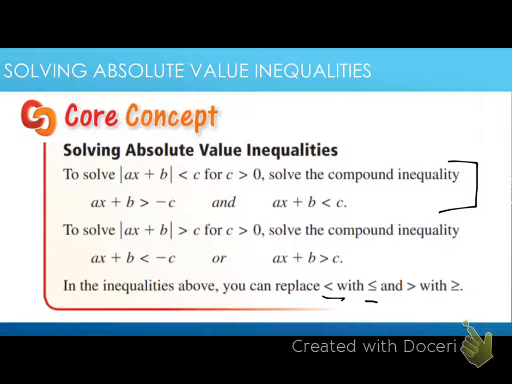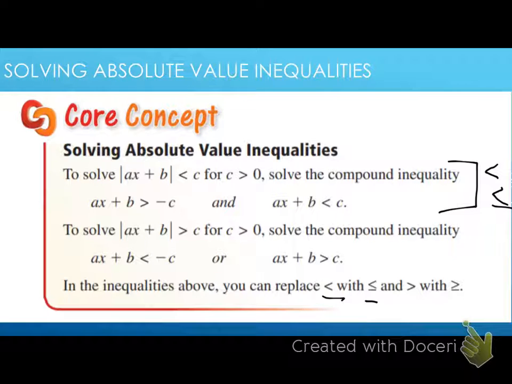So, to solve the absolute value of ax plus b is less than c, or less than or equal to c, for c is greater than 0. Remember, for our equations, this was c is greater than or equal to 0, right? For inequalities, it's just c is greater than 0. So make sure your c value is greater than 0.